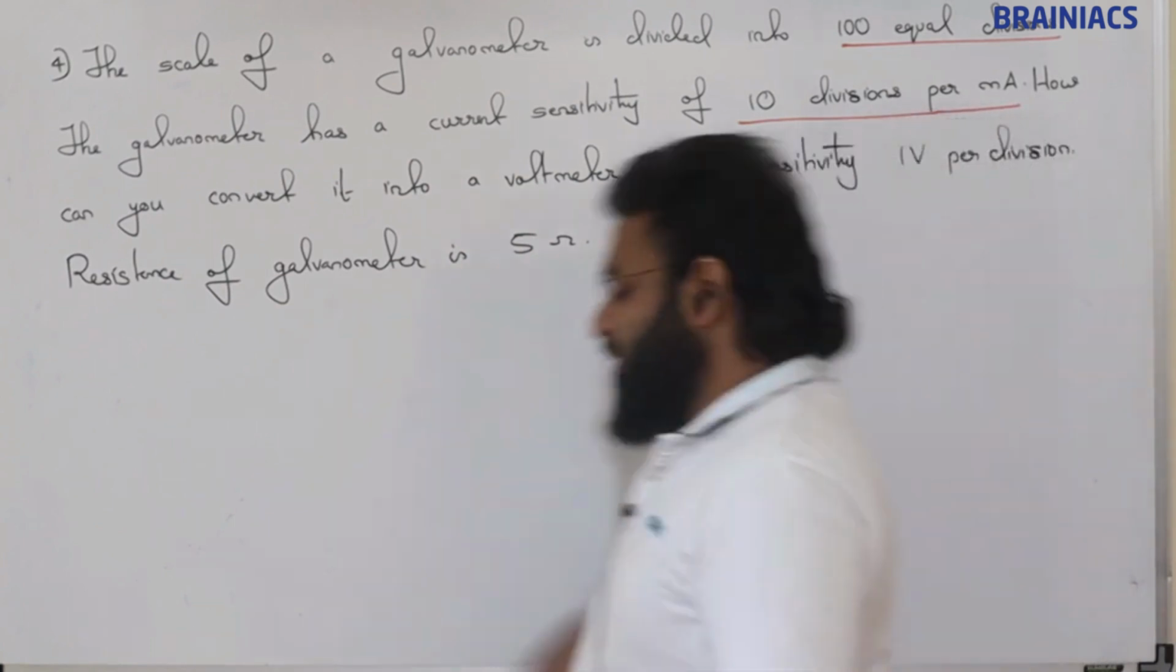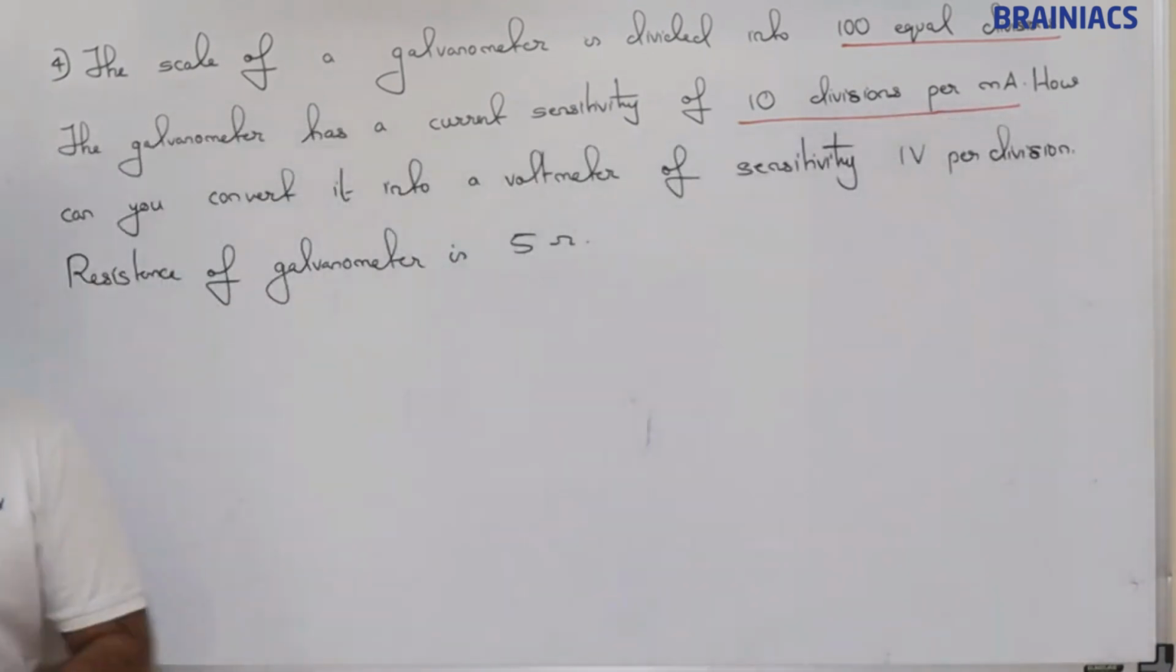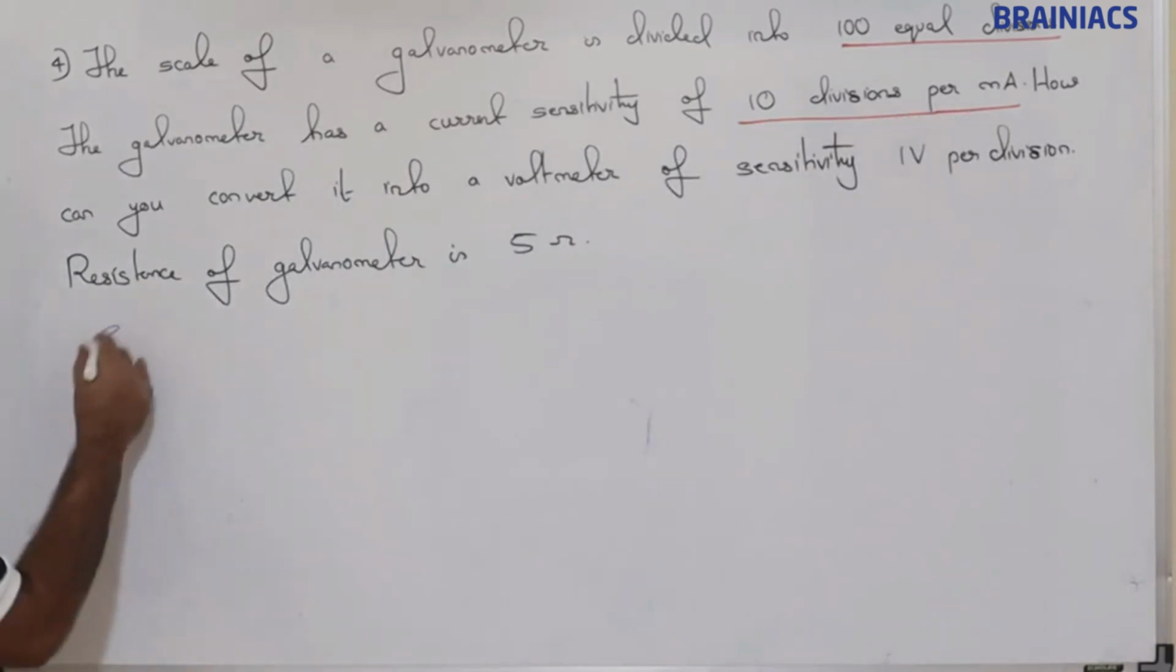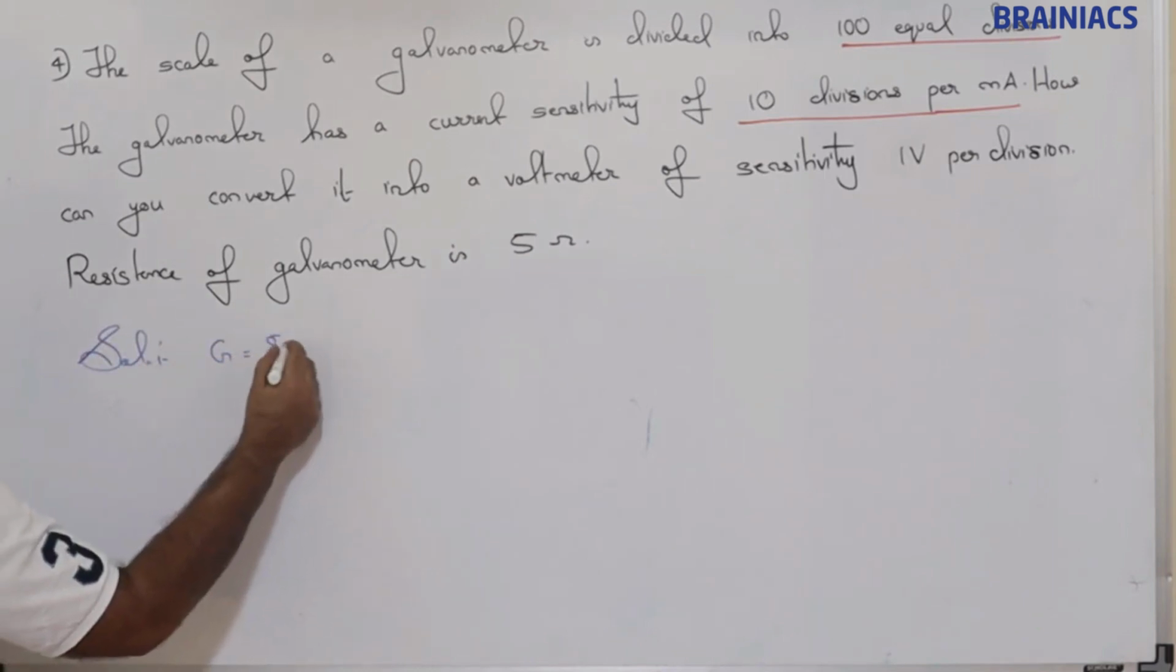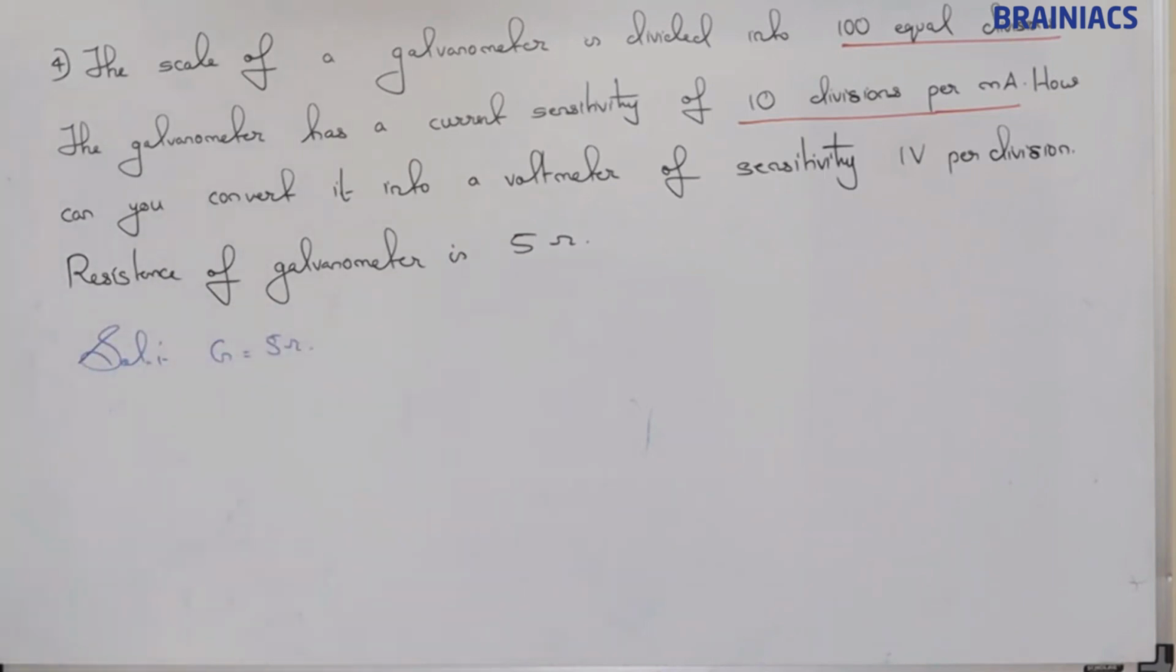Resistance of the galvanometer is 5 ohm. So G is given as 5 ohm.